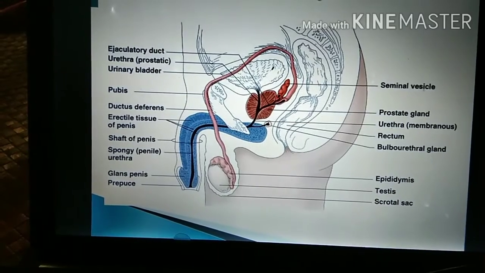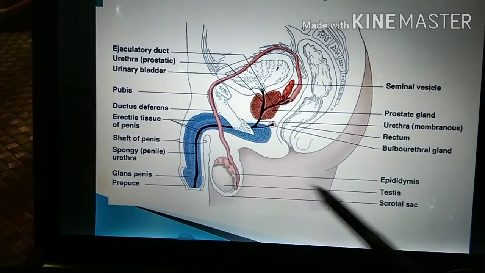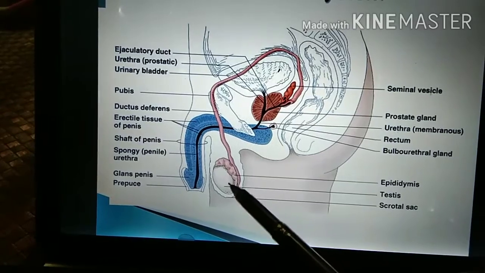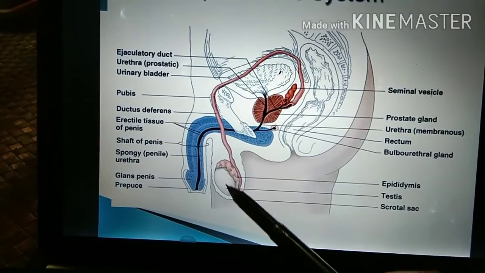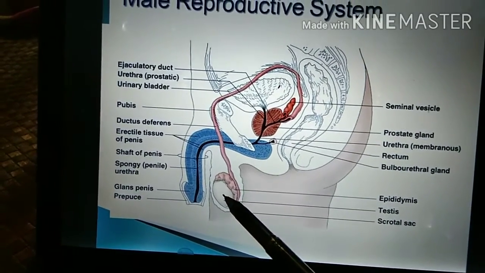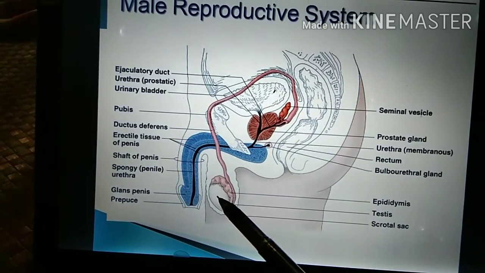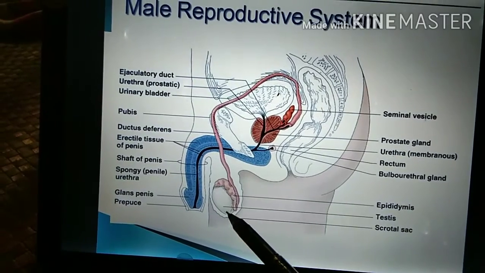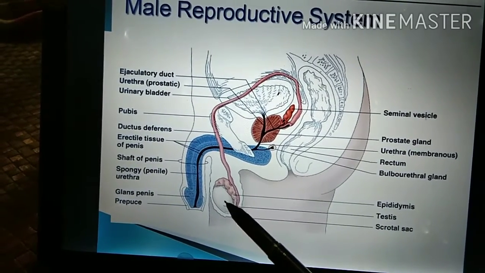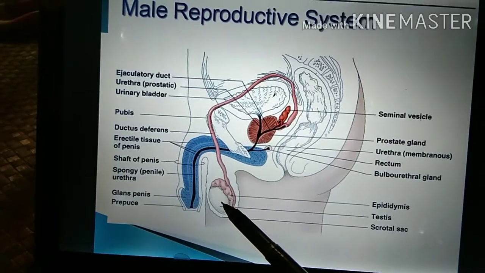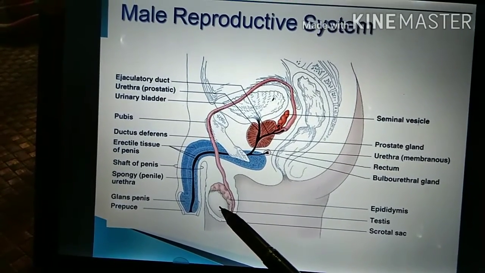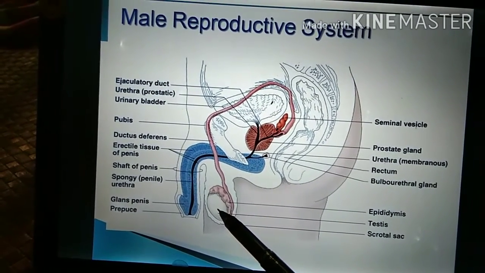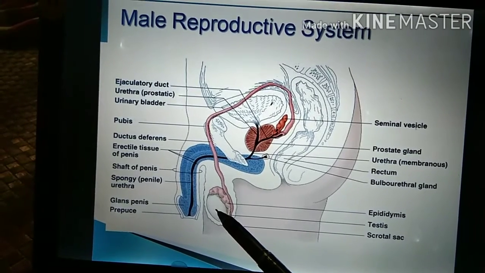The third part is what we call the testis. So, this is the testis. These are oval organs about the size of large olives that lie in the scrotum. This is the scrotum. They are secured at either end by a structure called the spermatic cord.